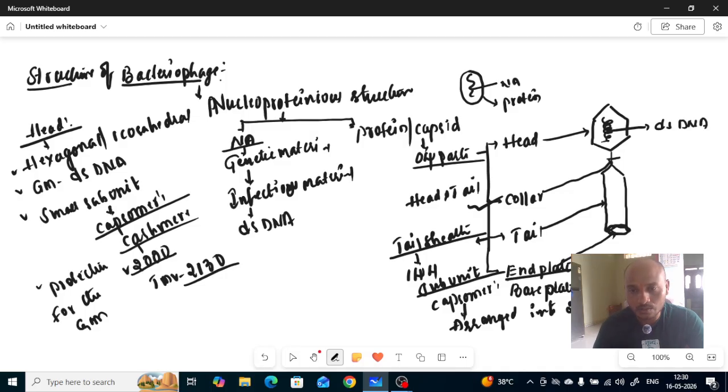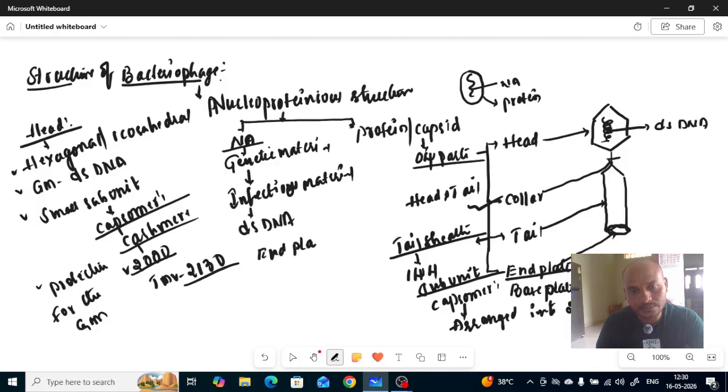So this is all about the tail sheath, and at the end of the tail sheath, it is arranged into 24 annual rings. In each ring there are 6. Now coming to the last part, that is the end plate.